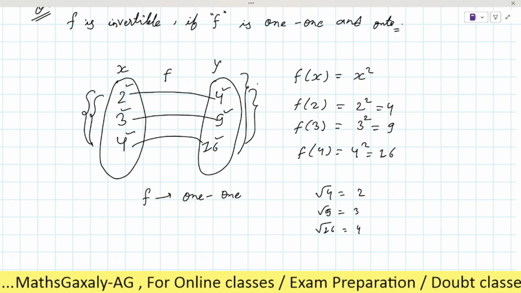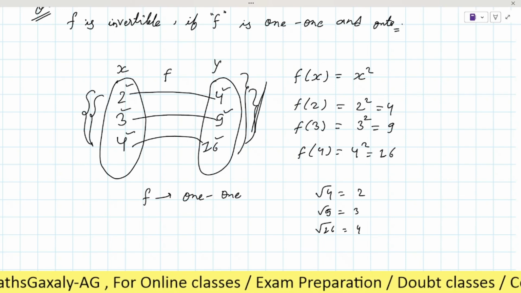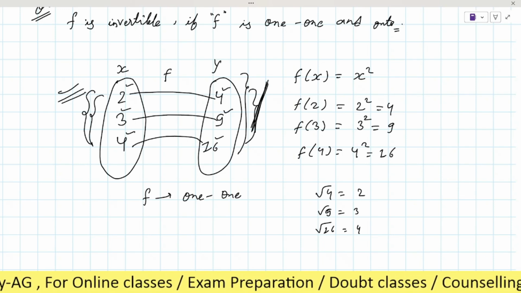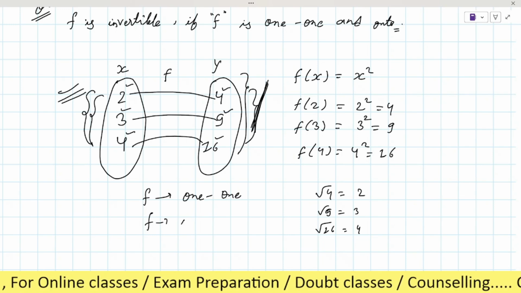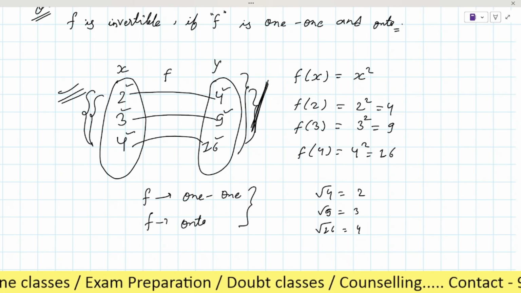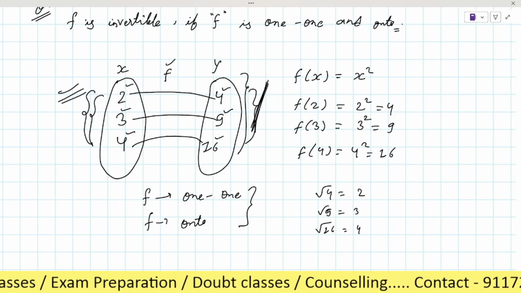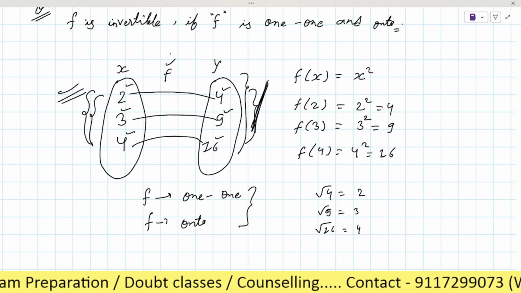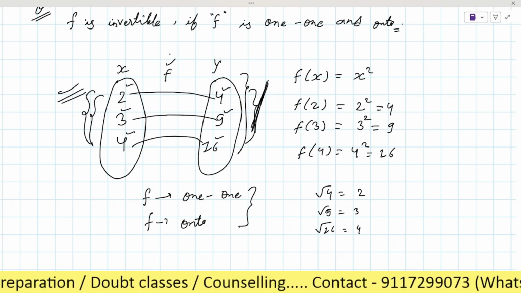So as you can see here, each element of set y has an image in set x. So here f is also an onto function. Now as you can see here, this function f is one-one onto. It means this function can be an invertible function.